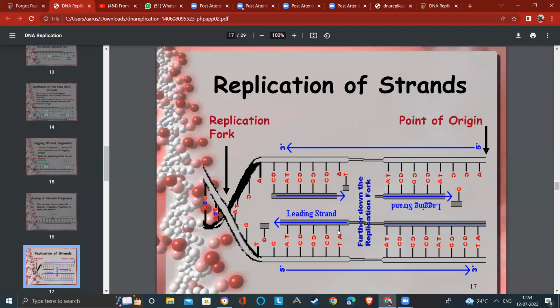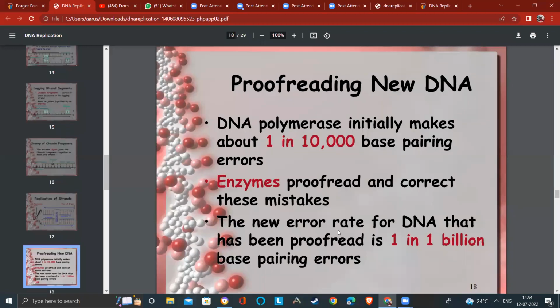It initially makes about 1 in 10,000 base pairing errors, and you can see the enzyme proofreads and corrects these mistakes by excision, and the new error rate for DNA that has been proofread is 1 in 1 billion base pairing errors. So the error occurring is 1 in 1 billion.